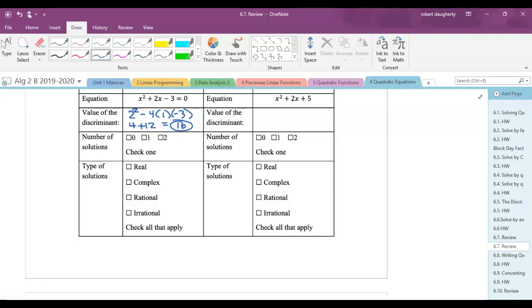So what I'm going to get here is two solutions. I've got a plus or minus, but it's plus or minus 4. So I'm not going to have a square root in my answer. I'm going to have a real number, and it's going to be rational when I get to the final answer.